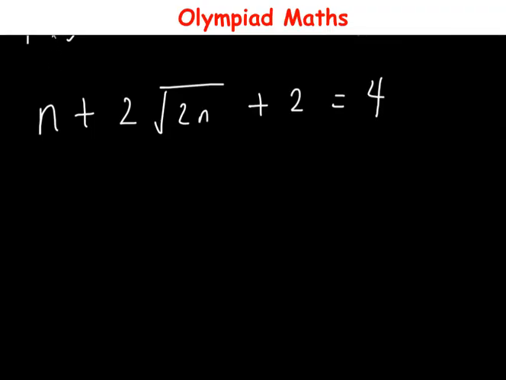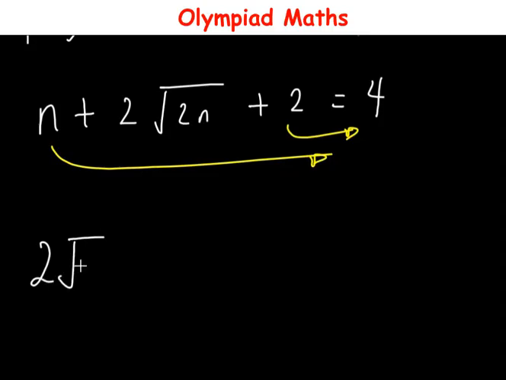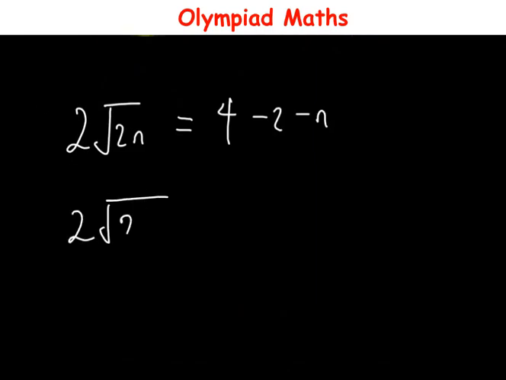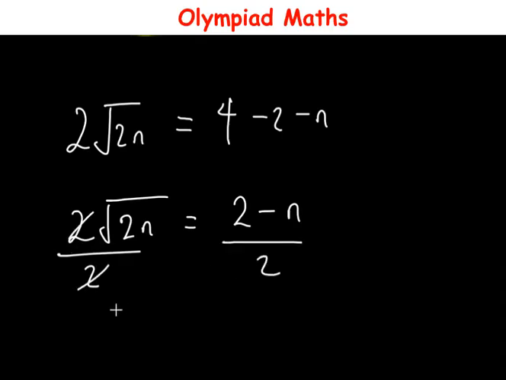So the next thing we're going to do is to move plus 2 over to this side and also move n over to this other side. So we are then left with 2 root 2n equals, here we have 4, then minus 2 and minus n. From here, 2 root 2n is equal to 4 minus 2 is 2 minus n. Now we can then divide both sides by 2, over 2. We divide this 2, we have root 2n is equal to 2 minus n over 2.